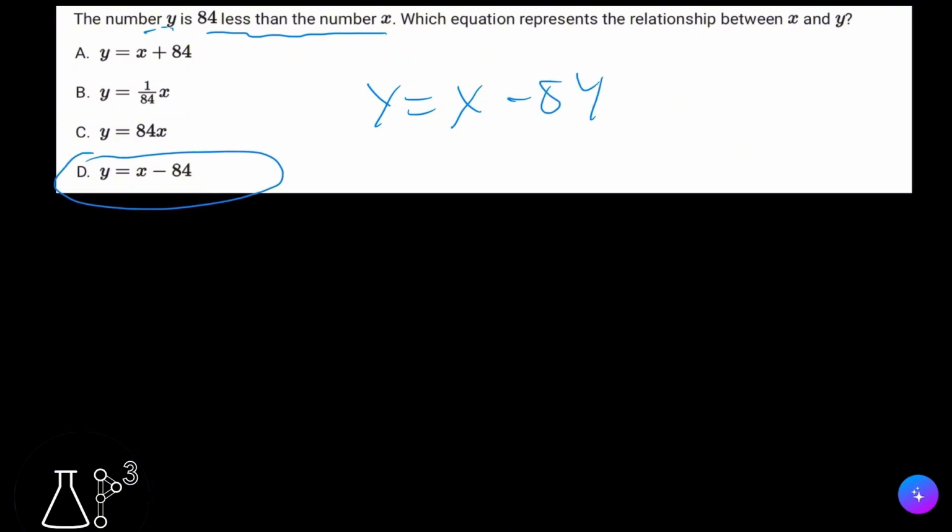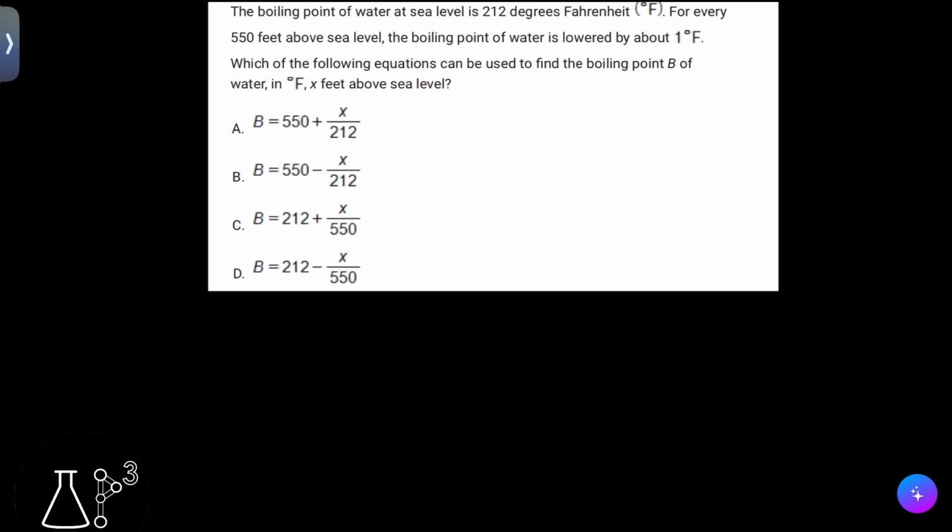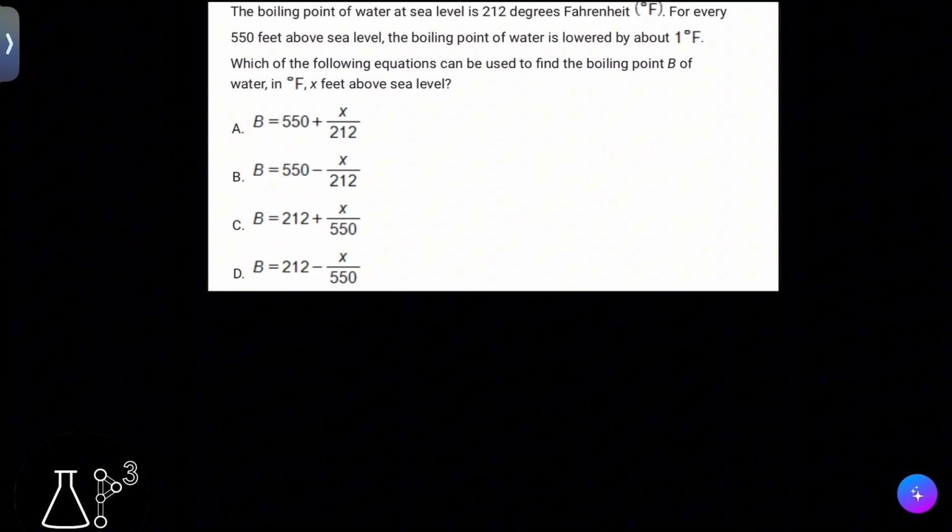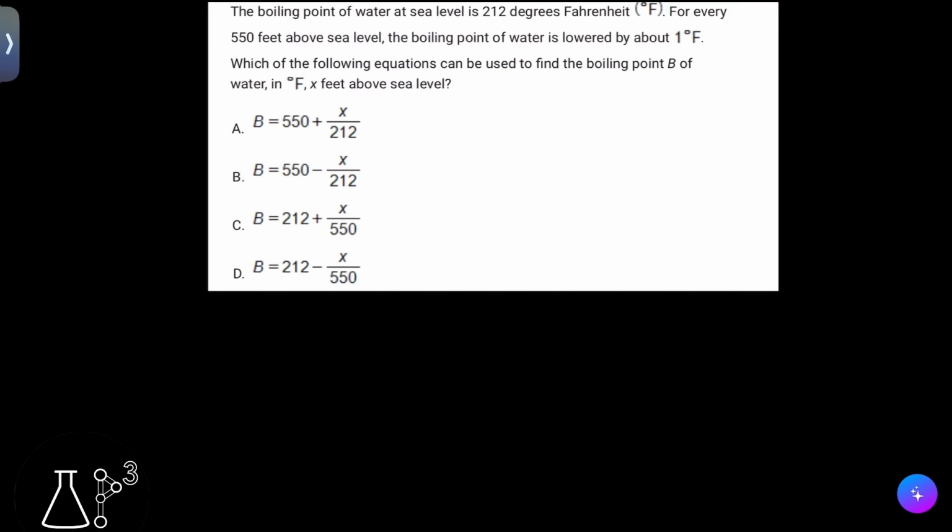These types of questions are really easy, but you need to understand the wording so you know how to rewrite the equation. Okay, let's do another medium question. The boiling point of water at sea level is 212 degrees Fahrenheit. For every 550 feet above sea level, the boiling point of water is lowered by 1 degree Fahrenheit. Which of the following equations can be used to find the boiling point B of water in Fahrenheit X feet above sea level? Okay, so let me read everything that I'm given.